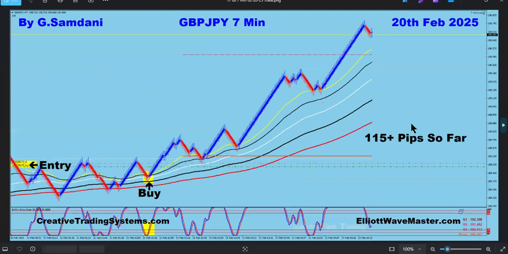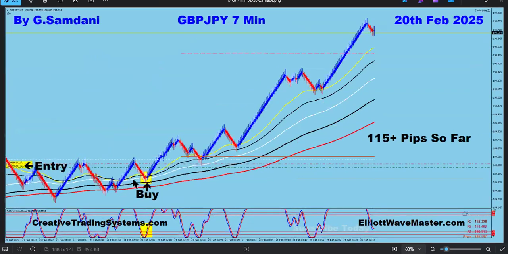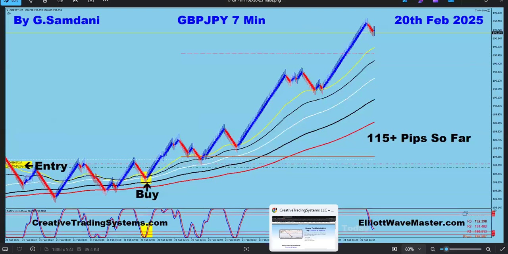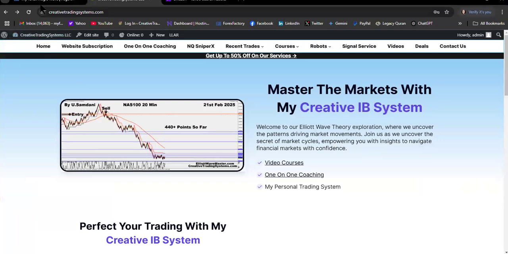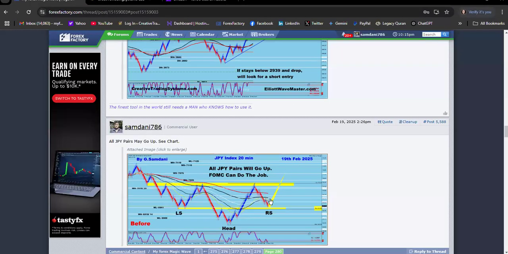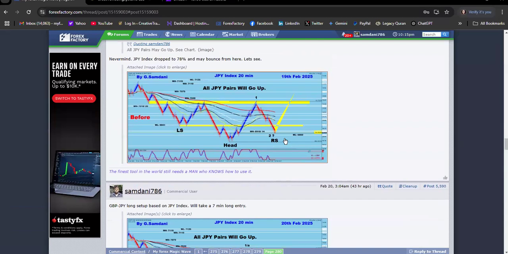Similarly, I did the pound yen as well, the same thing. See that little arrow here? The buy order is right there. The EA took it, and I made the 40-minute setup chart and posted it on Telegram and Forex Factory. Let me see if I have it here. You will see all the charts I'm posting here as well ahead of time, that this is what's going to happen and that I'm going to take the long entry. All yen pairs will go up.